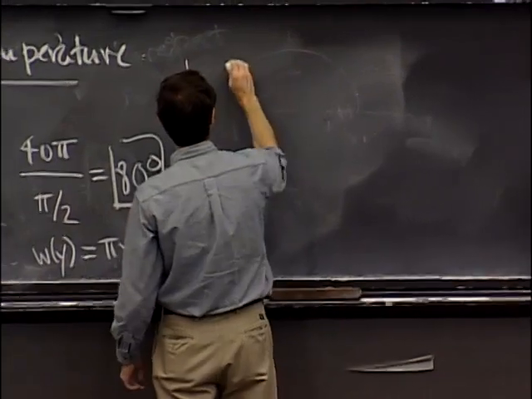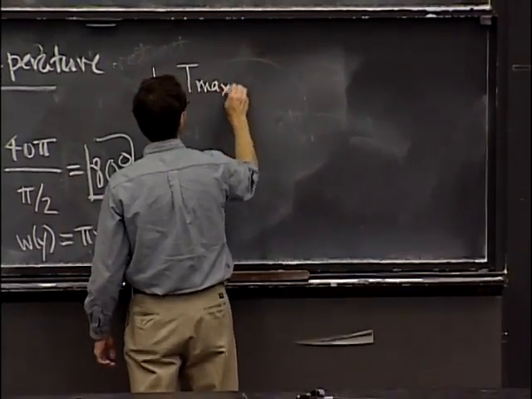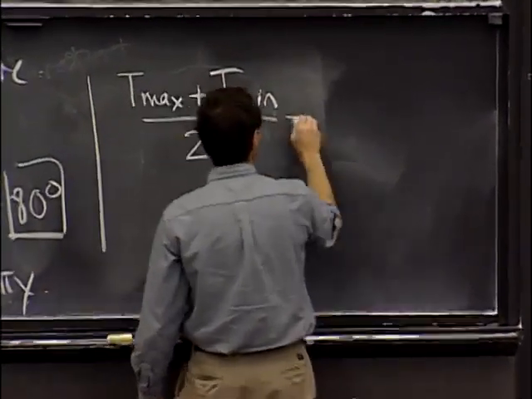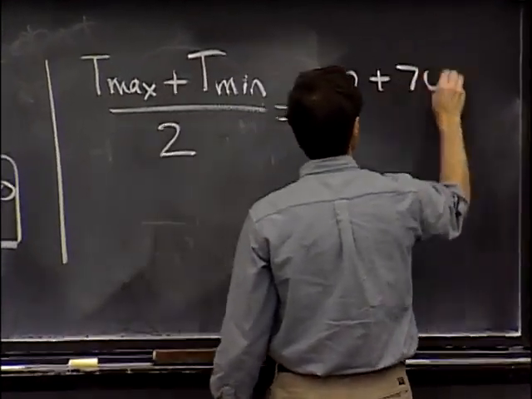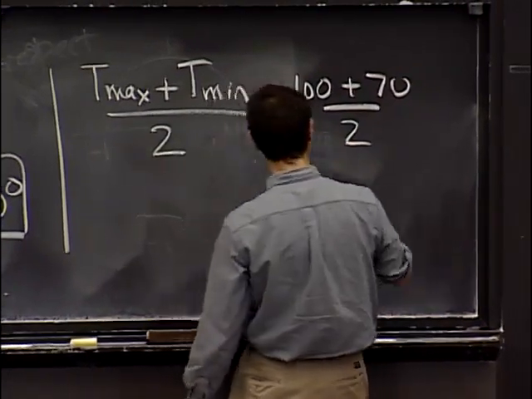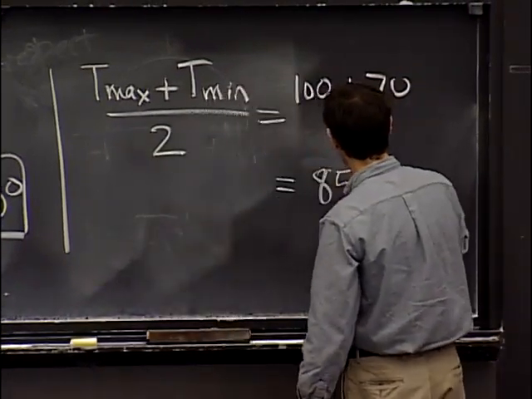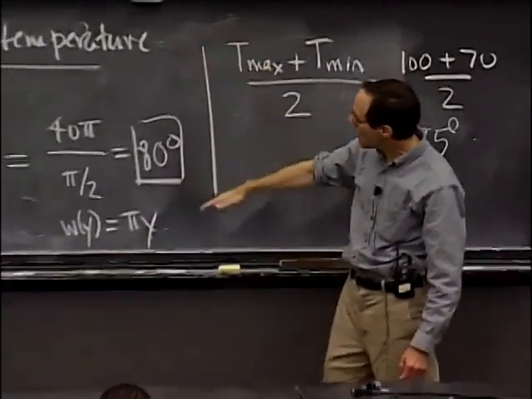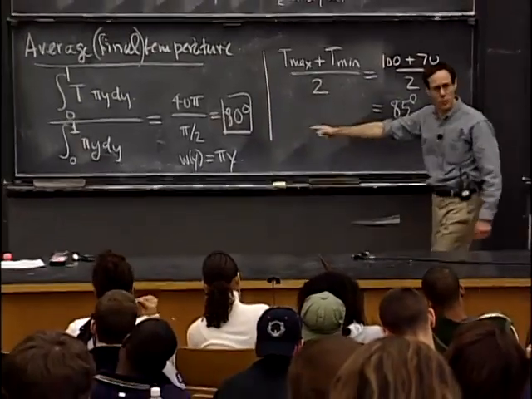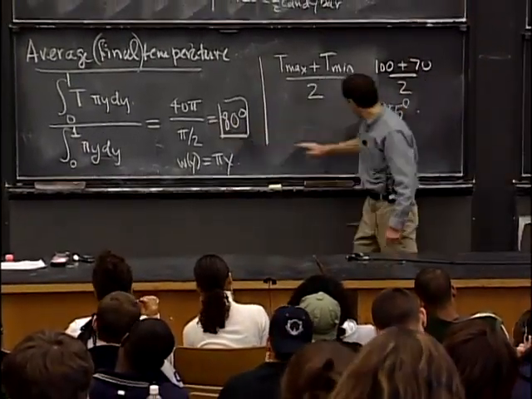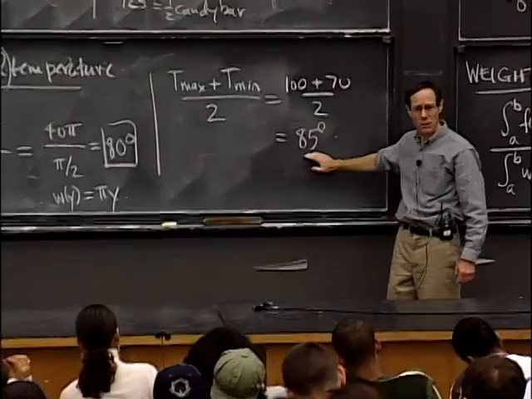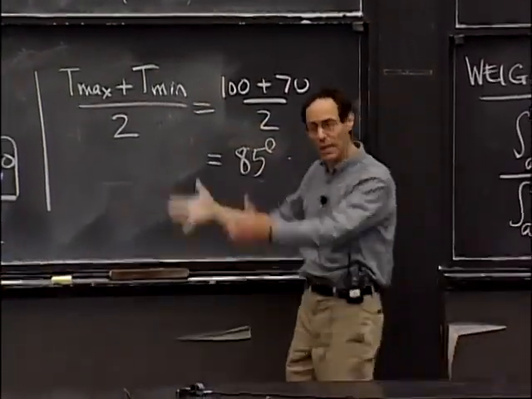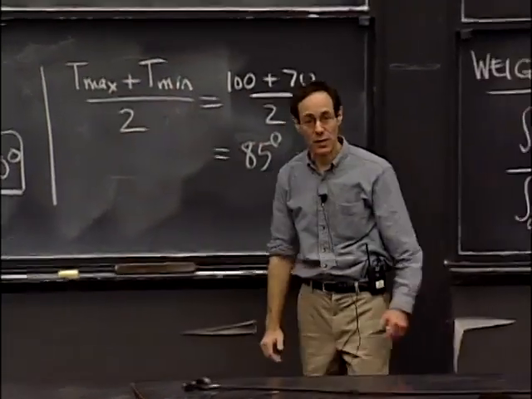If you compare this to the ordinary average, if you take the maximum temperature plus the minimum temperature divided by 2, that would be 100 plus 70 divided by 2, you would get 85 degrees. And that's bigger. Why? Because the cooler water is on top, and the correct weighted average is lower than this fake average, which is not the true average in this context. All right? So the weighting is that the thing is getting fatter near the top.